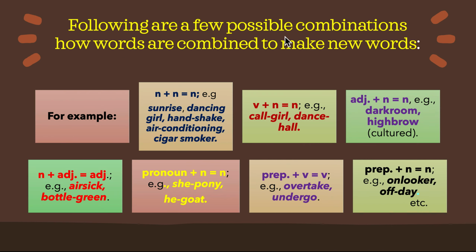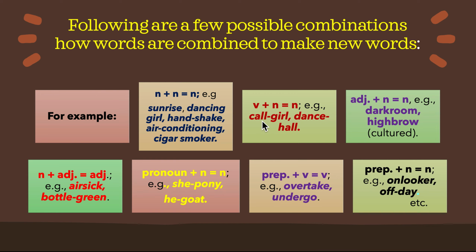Following are a few possible combinations of how words are combined to make new words. For example, noun plus noun is equal to noun: sunrise, dancing girl, handshake, air conditioning, cigar smoker. We can see we have the combination of noun plus noun, which still makes a noun. Likewise, all these words.